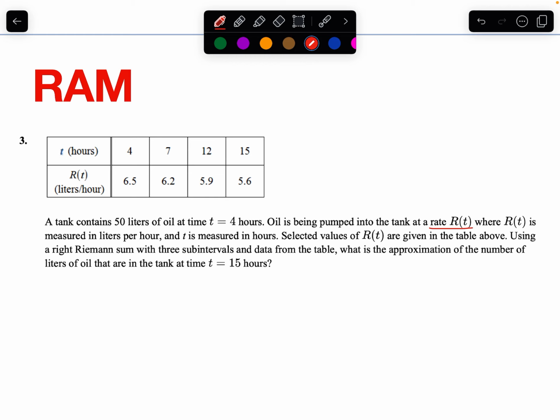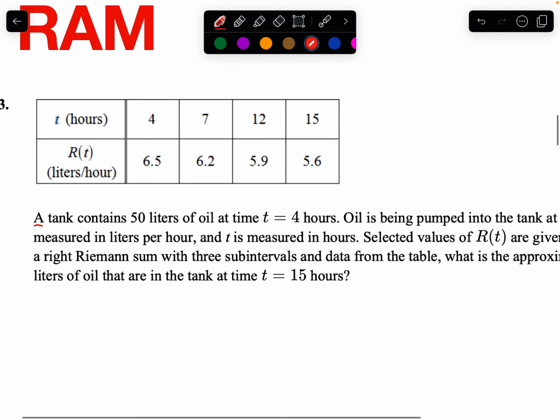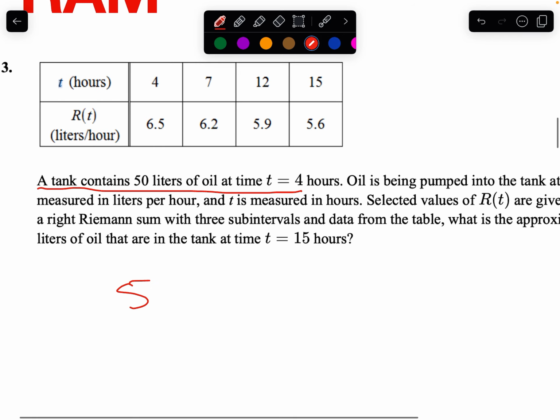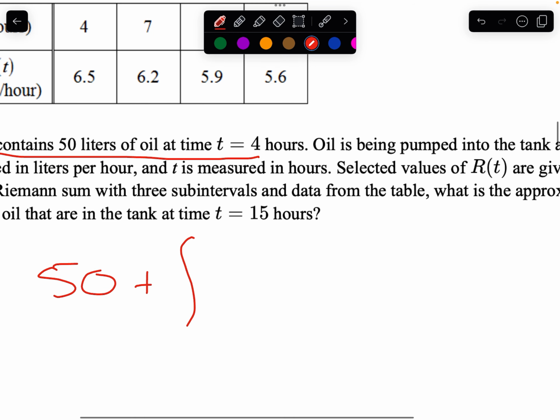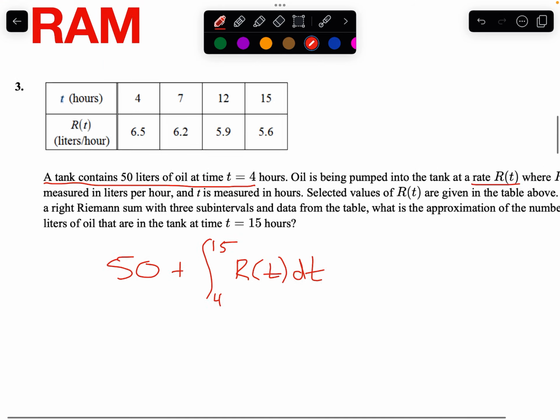To find an approximation for the number of liters of oil in the tank at time t equals 15. We are told that at the beginning of this situation, when t equals 4, there are 50 liters in the tank. So we're starting with that much. And now we're going to add this accumulation from time t equals 4 to t equals 15, the accumulation under this curve R of t.